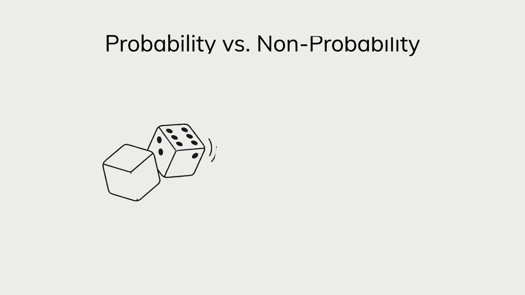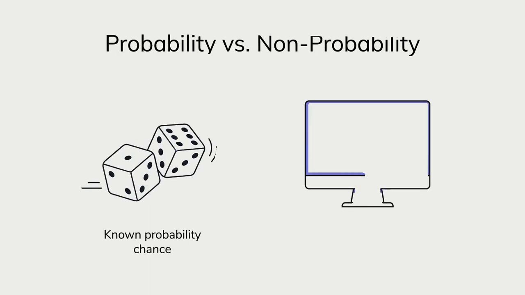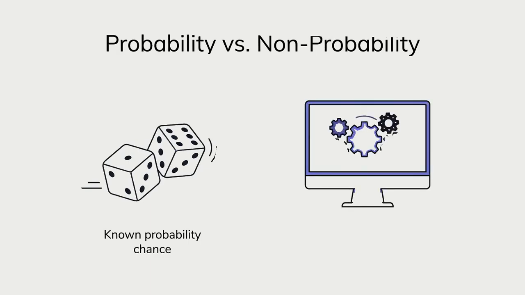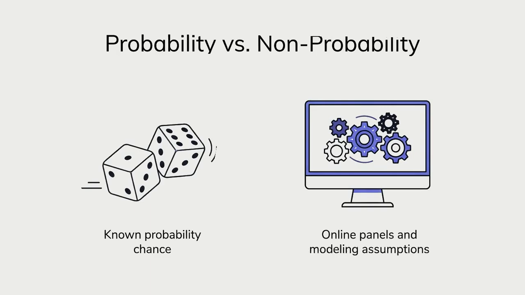Then pollsters select respondents. In probability sampling, each person has a known chance of being selected, which allows standard statistical formulas. In non-probability sampling, like opt-in online panels, those probabilities are unknown, so pollsters rely more heavily on modeling and assumptions. Once contact begins, non-response becomes a major issue.